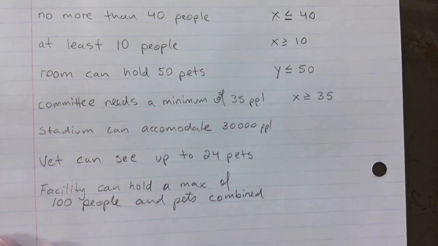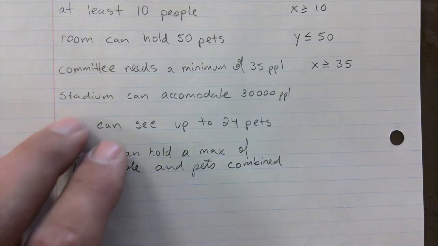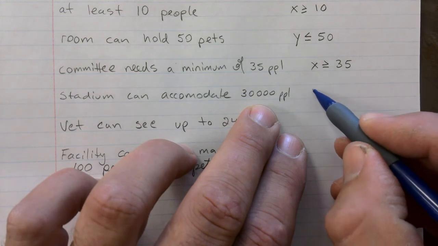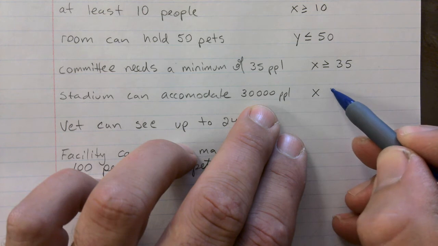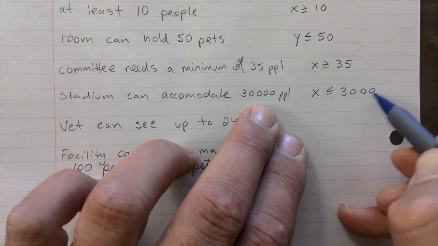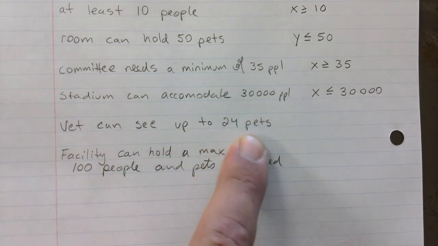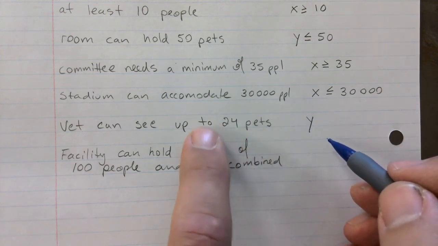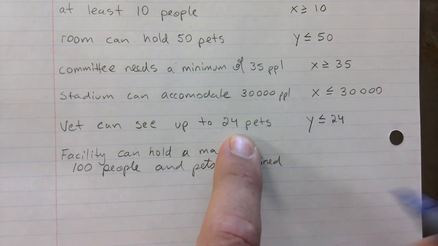Are you catching on? All right. A stadium can accommodate 30,000 people. So we're talking people. So if this is the number of people, that has to be less than or equal to 30,000. A vet can see up to 24 pets. We're talking pets up to 24. So as long as it's less than or equal to 24, you're good.